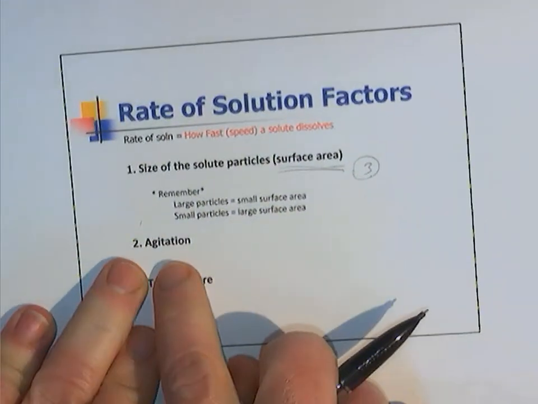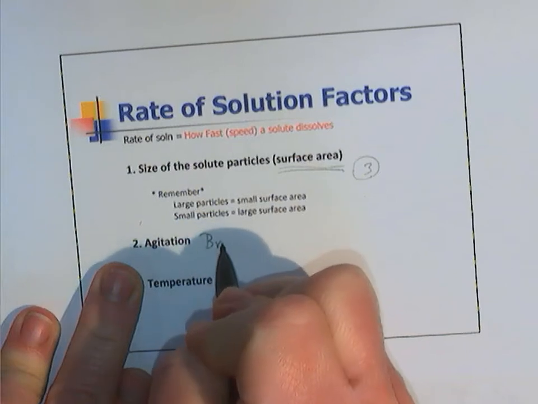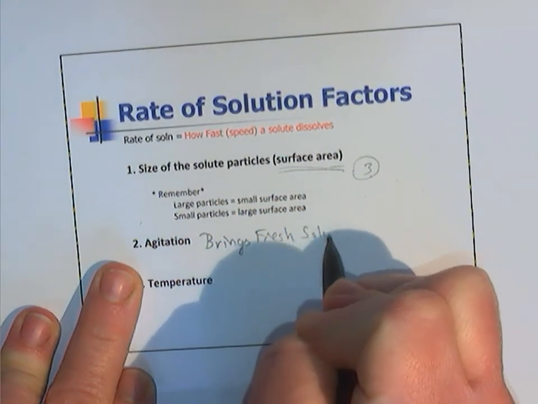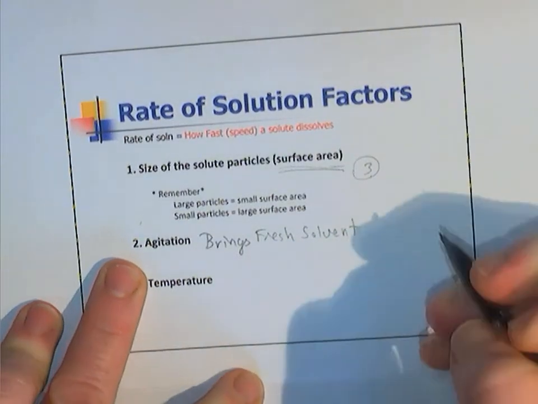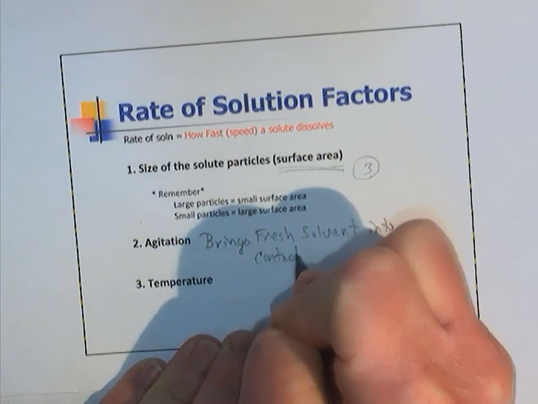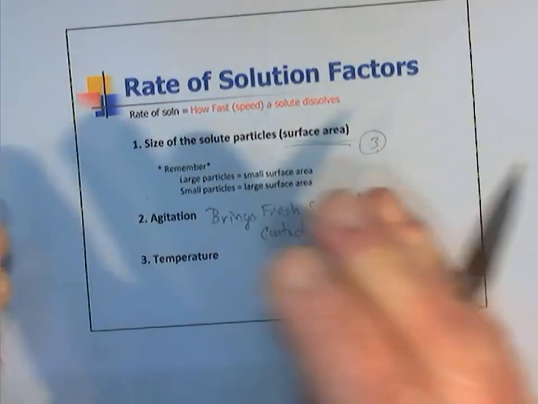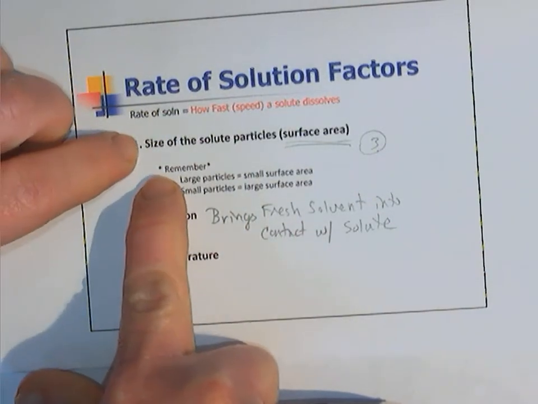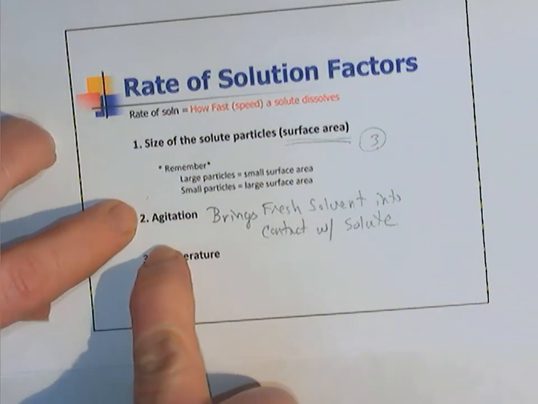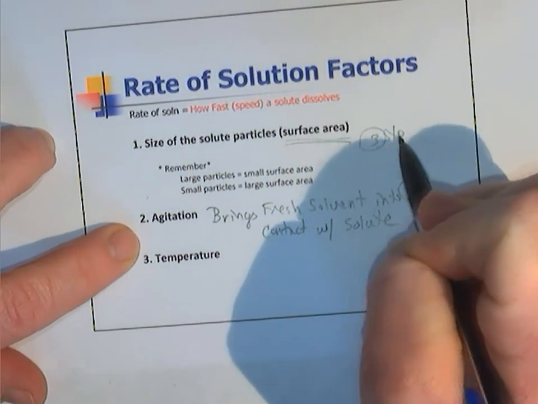We can agitate, so stirring, shaking, that brings fresh solvent, solvent that doesn't already have attraction to solute, into contact with the solute. It's all about contact. So that's what this is helping to do, accomplishing that third step of solution formation.